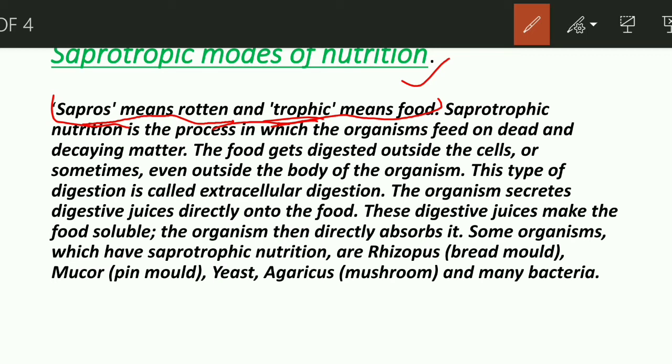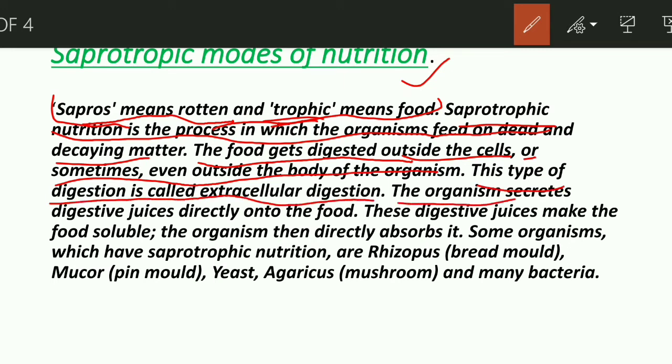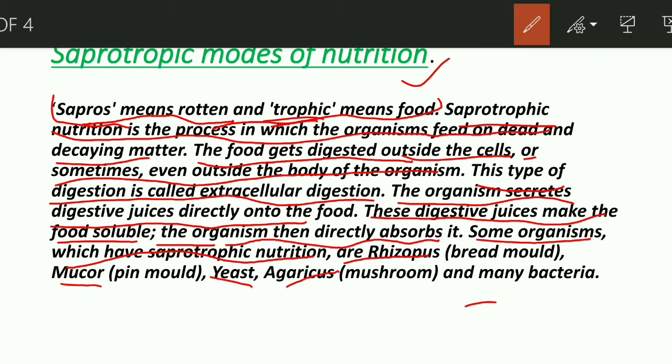Saprotropic nutrition is the process in which the organism feeds on dead and decaying matter. The food gets digested outside the cells or sometimes even outside the body of the organism. This type of digestion is called extracellular digestion. The organism secretes digestive juices directly onto the food. These digestive juices make the food soluble. The organism then directly absorbs it. Some organisms which have saprotropic mode of nutrition are rhizopus, bread mold, mucor, pin mold, yeast, agaricus, and many bacteria.